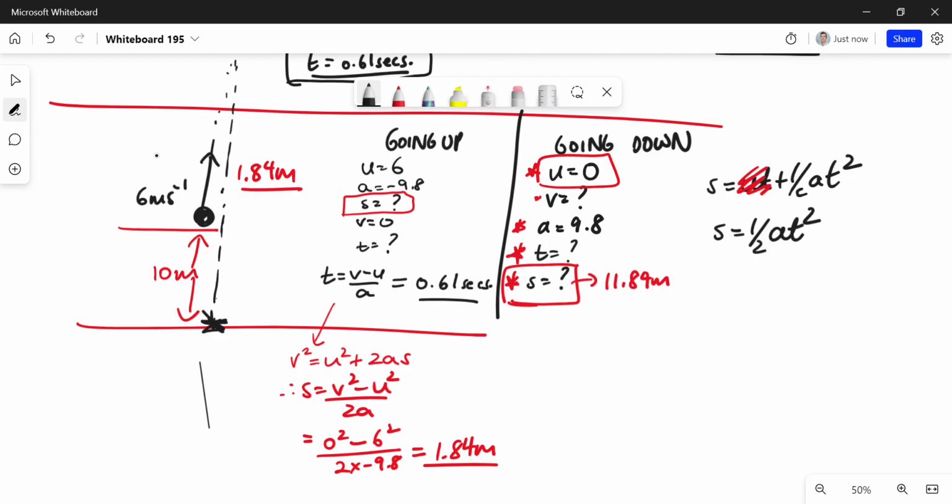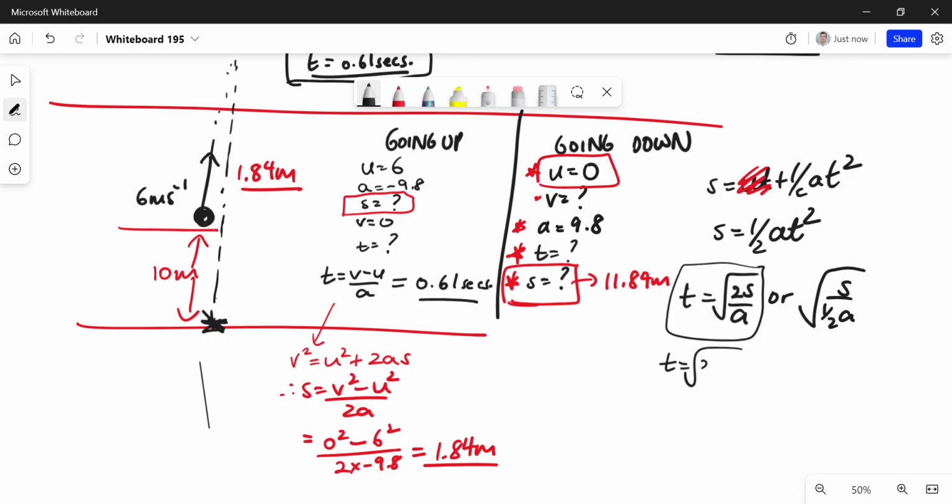Now, there's two ways that this could look. Firstly, you could rearrange it and say that T is root 2S on A, or the other way it could be is root S on a half A. The half kind of looks more familiar because that's what we've got, but that's sort of what we're dealing with. So if I'm just going to use this first one, remember times by 2 on the top here is the same as dividing by a half, so that's really why they are equivalent. If I use that, I've got T equals root 2 times S, which is 11.84, divided by A, which is 9.8. We'll put those values in, and we get a time value there of 1.55 seconds.